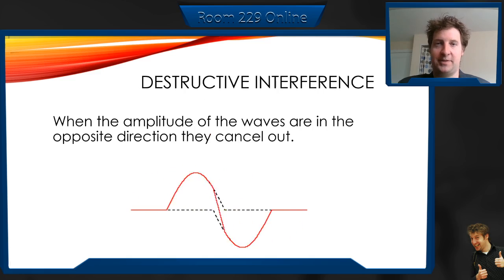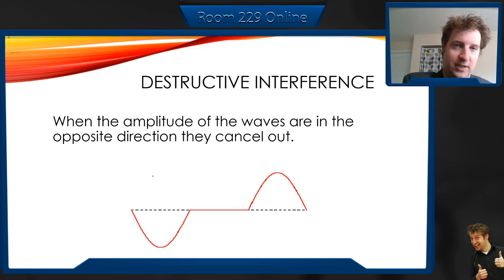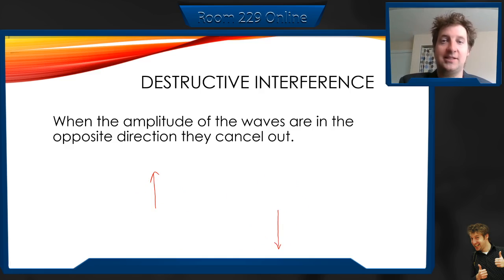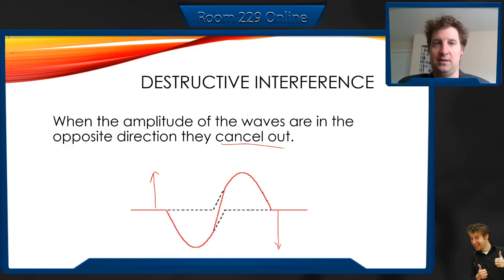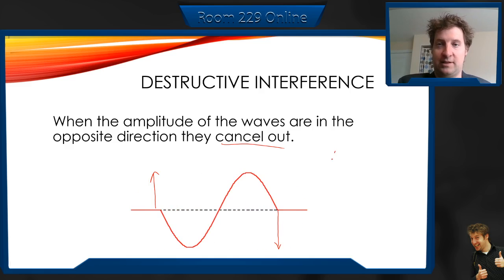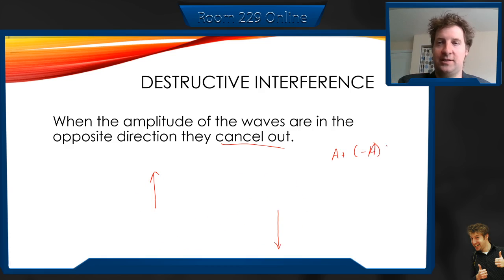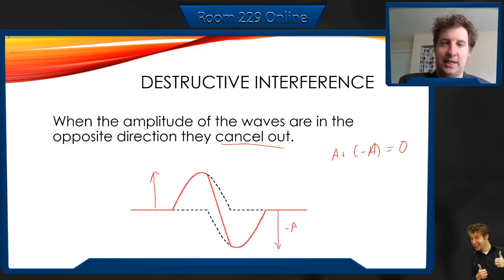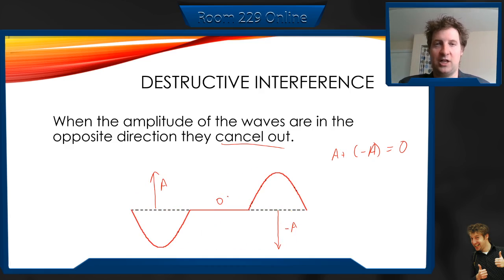The complete opposite happens if one of the waves has a negative amplitude. Let's say I have the one here that has an amplitude like that, and the other one that has a negative amplitude. What they're going to do when they meet in the middle is completely cancel each other out. These two waves, when they meet, their amplitudes, right, because A plus minus A is just going to be equal to 0. Negative A, A, we end up with 0 in the middle. Okay, this is destructive interference.